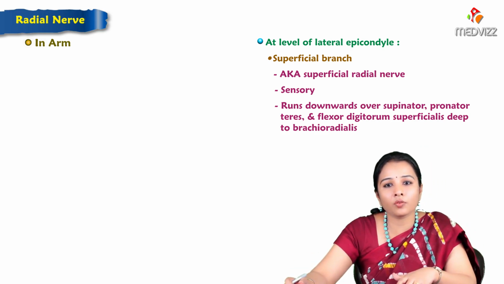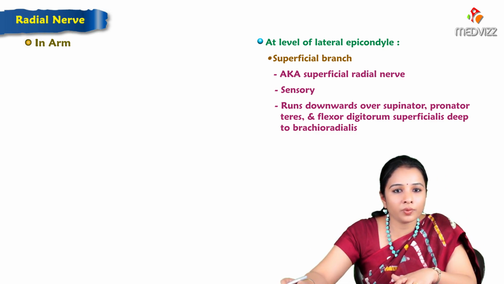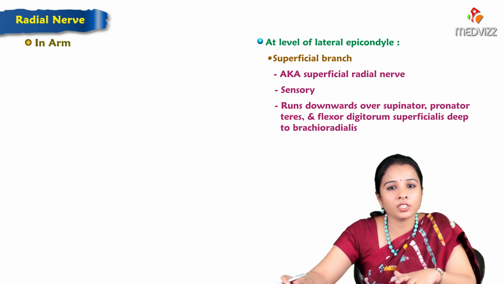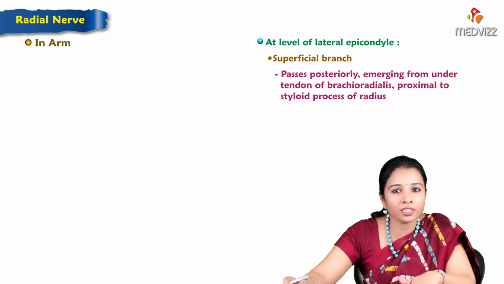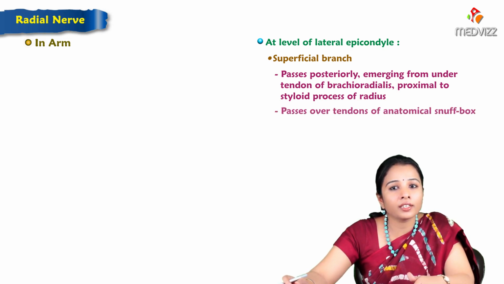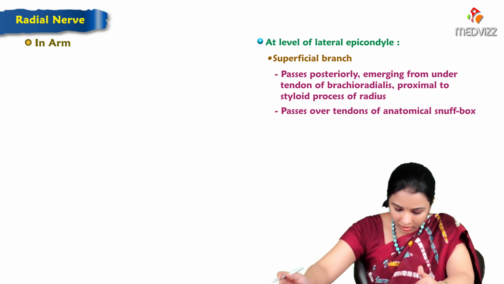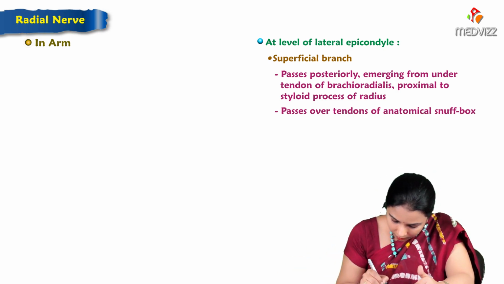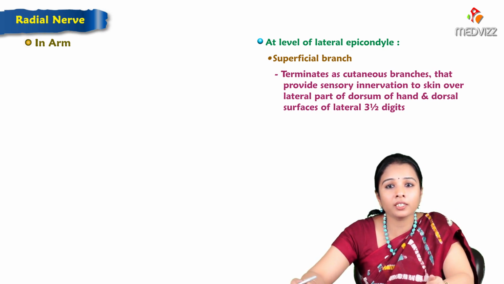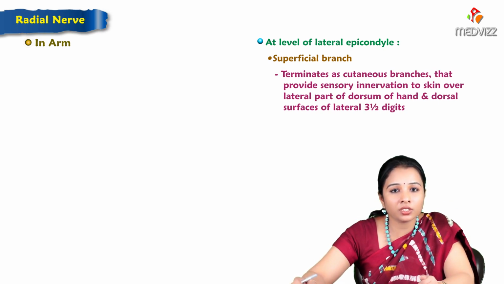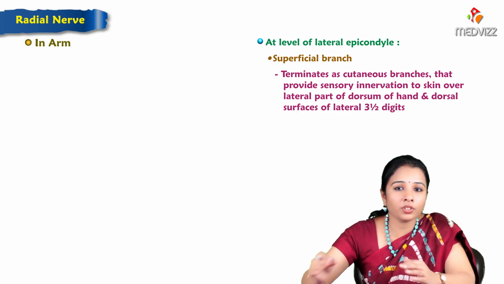So we can see it divides into the posterior interosseous nerve, which gives off all the branches to all the muscles on the extensor compartment of the forearm, and about 1/3 of the way down the forearm, that is around 7 centimeters above the wrist, it becomes completely cutaneous, and it passes posteriorly, emerging under the tendon of brachioradialis, proximal to the styloid process of the radius, and then passes over the tendons of the anatomical snuff box. So this is the anatomical snuff box, where it terminates as a cutaneous branch, which provides sensory innervation to the skin over the lateral part of the dorsum of the hand.